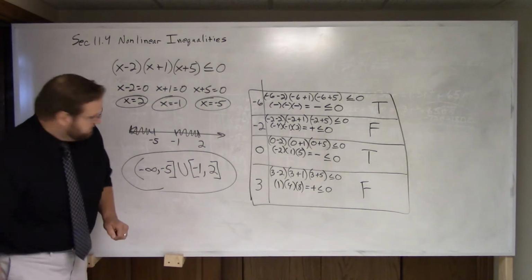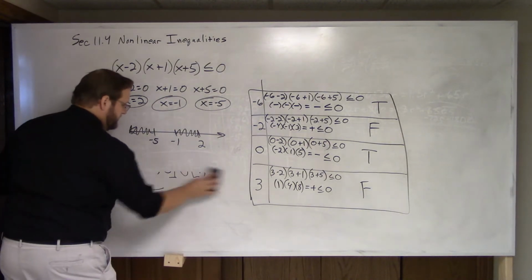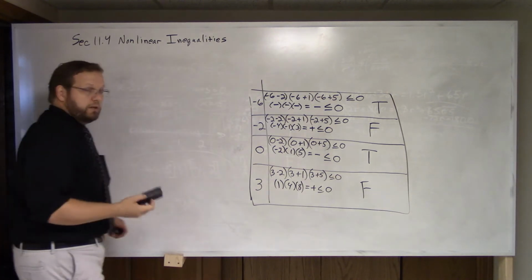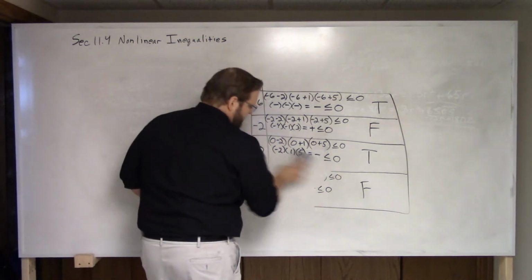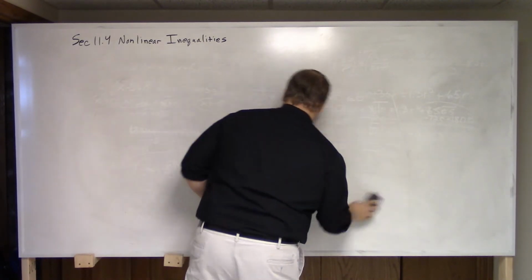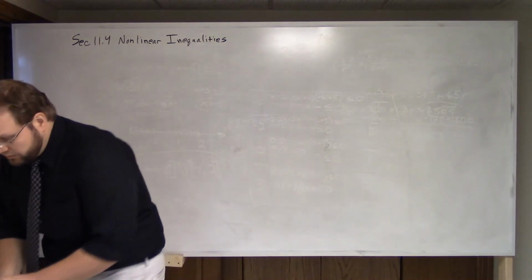So, let's look at something a little different now. The first two were quadratic inequalities. This was a cubic, or you could just think of it as a polynomial inequality. Now let's look at some rationals.